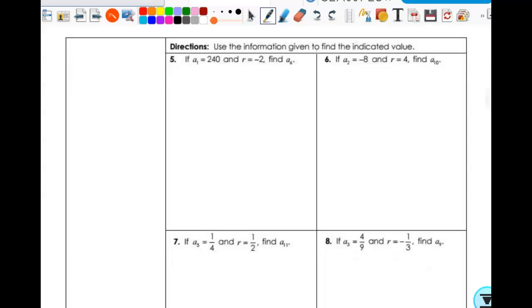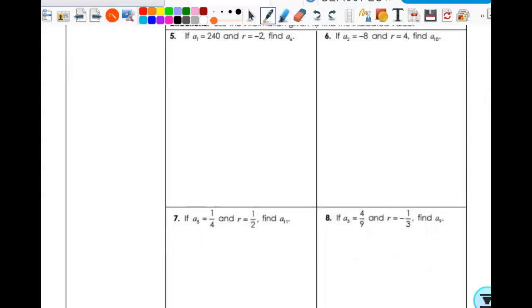So they give us the second term. They give us r. We want the 10th term. What do we have to write our formula? The first term, and we don't know what that is, right? So my formula, remember, is a sub n is equal to a sub 1 times r to the n minus 1 power. All right, so I'm going to substitute in everything I know. I'm going to use this term as my nth term so I can find the first term because I have r, right? So this will be a.